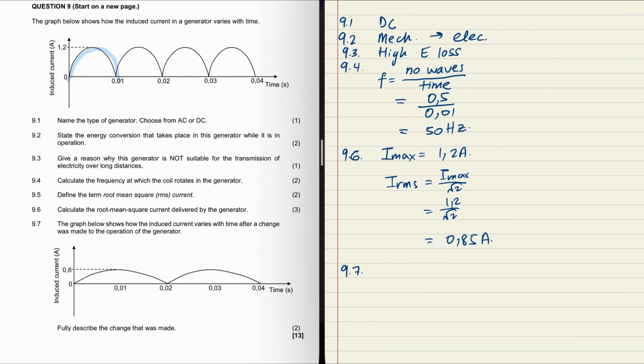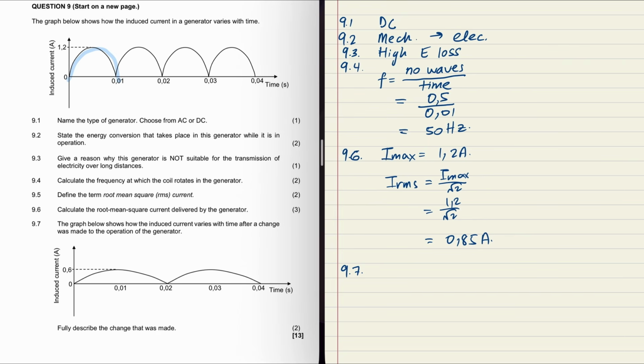Question 9.7. The graph below shows how the induced current varies with time after a change was made. So they changed one singular thing. The question says, fully describe the change that was made. Now, we know that the frequency is 50 hertz. That means that is the number of turns in a second. So it's spinning 50 times per second.